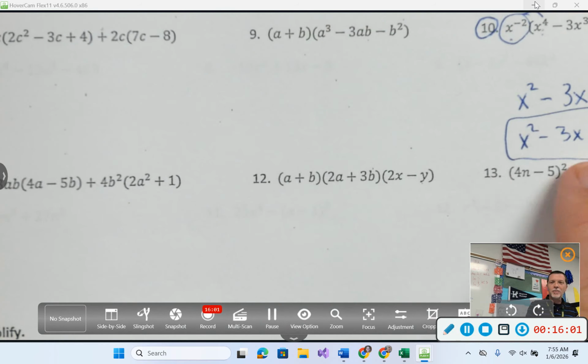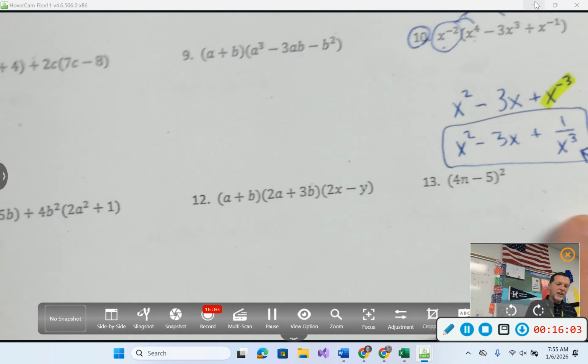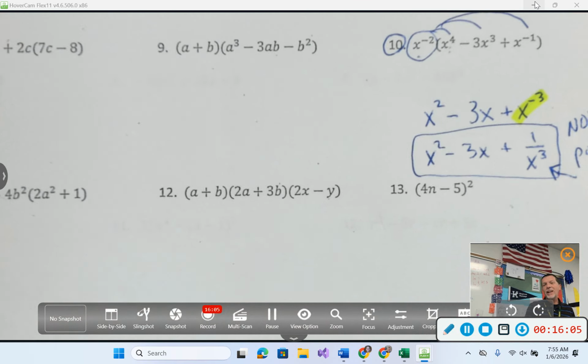I guess you could say it's a binomial with an extra non-polynomial term, but we don't talk like that. It's just not a polynomial.